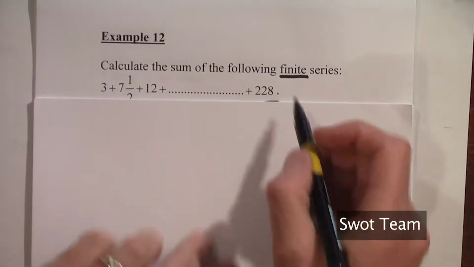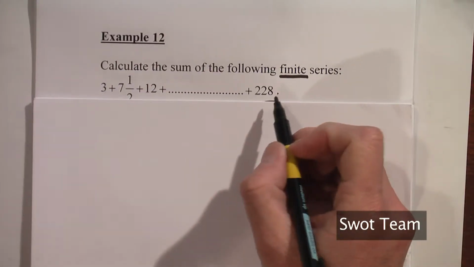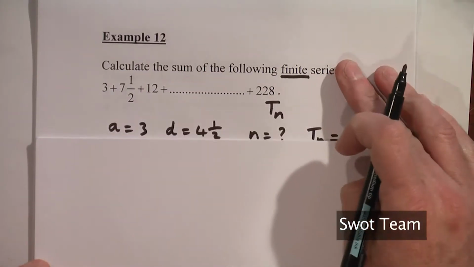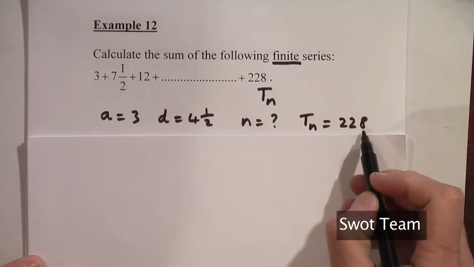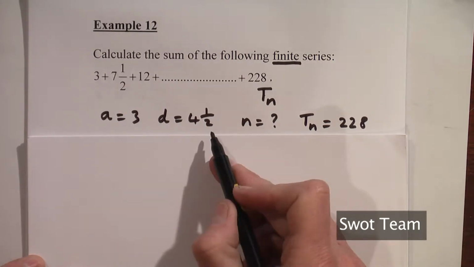Now be careful of this example, because this time we have a finite series. It means it stops. Have a look here. It actually stops at 228. Now, we don't know how many terms there are. We know it's arithmetic. We've got a term with an unknown position. It's 228. The first term is 3, d is 4.5. We don't know the position, because you want to know how many terms you've got to add. If they said sum the first 100 terms, that's easy, but they give you a term in the series, and the problem is we don't know its position.